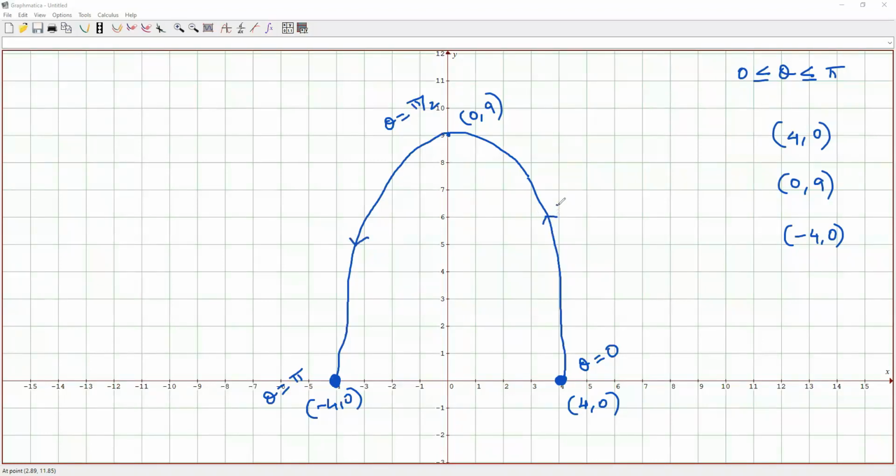I must indicate the direction because there is an instruction in the question to indicate the orientation of the curve. That means we have to indicate the direction of the curve: where we start, where we are going, and how to show the direction. I think everyone can understand this.